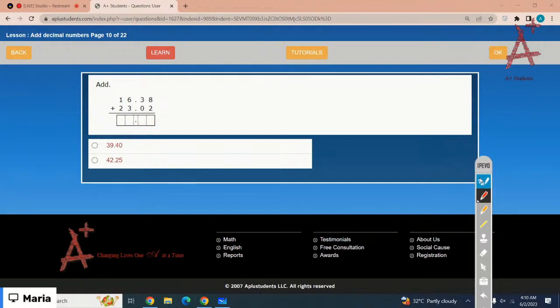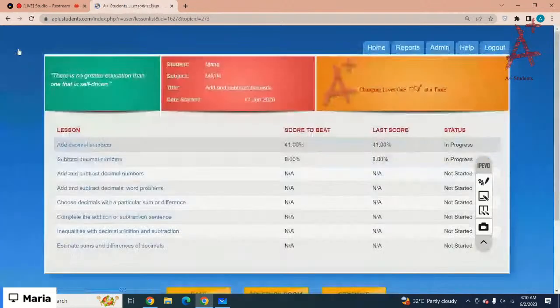You can complete the test by yourself later today. Let's just move on to the next lesson. The next one is subtract decimal numbers. Let's just start with the next lesson.